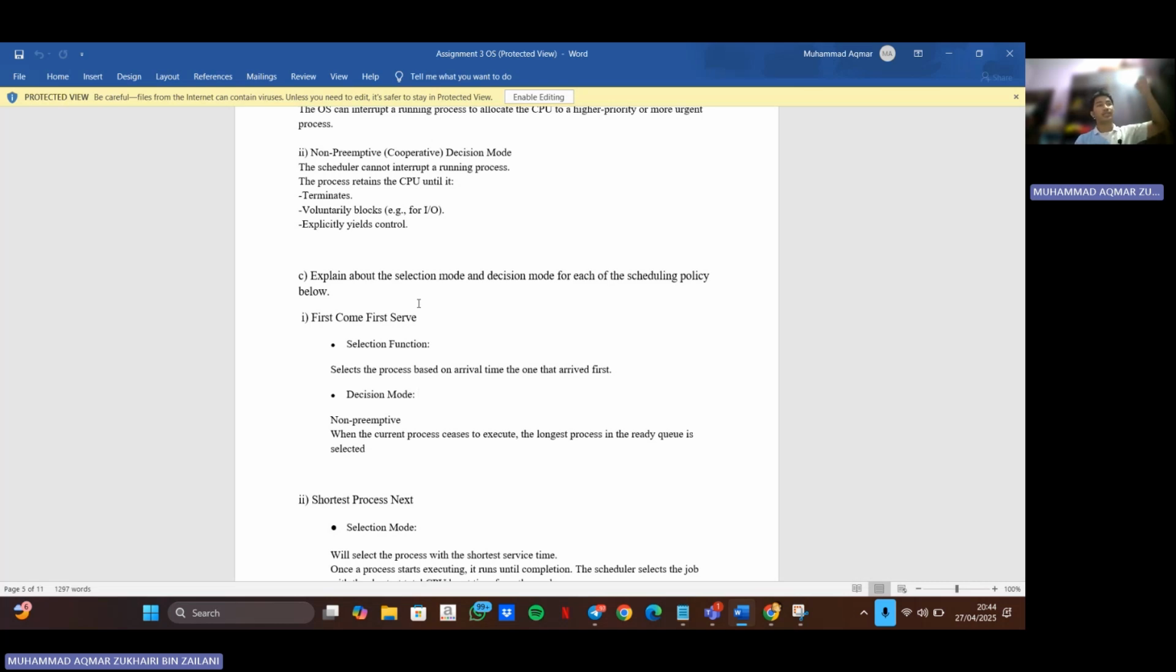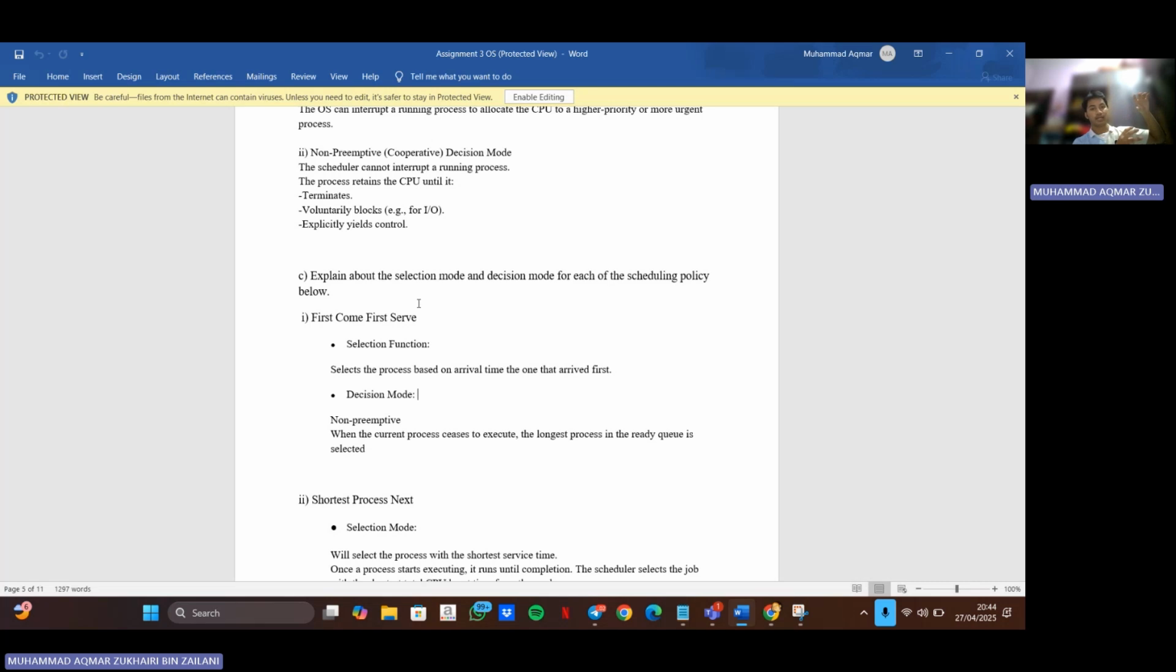It means, for example, when A comes at time 0 and B at 3, C at 5 and D at 7, we will go to A first. After A, then we go to B. So that is the selection function: A comes first, A runs first, and then B. Then for the decision mode, when the current process ceases to execute, the longest process in the ready queue is selected.